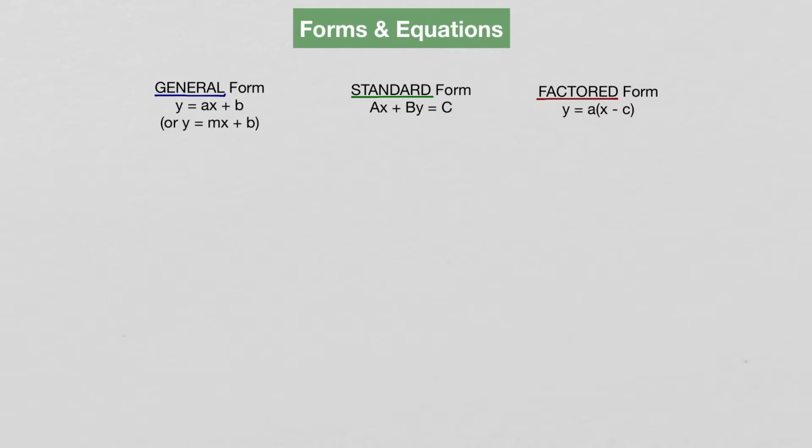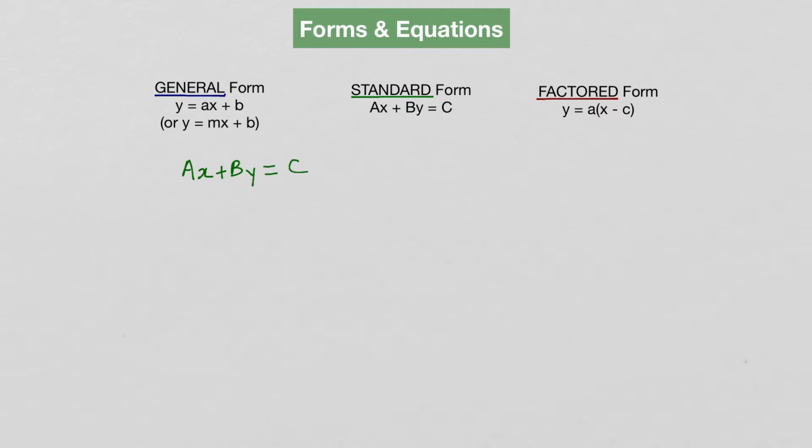In this lesson, I'm going to show you how to convert from standard form to the general form, and then also the opposite, so from general form to standard form. Okay, so let's go and get started with the standard form. We know that it is ax plus by is equal to c.